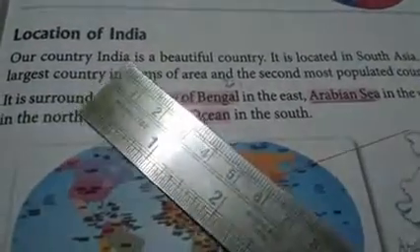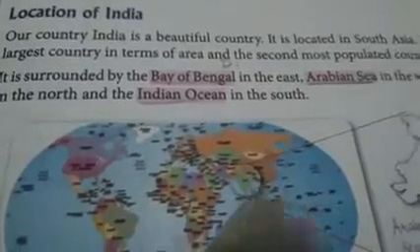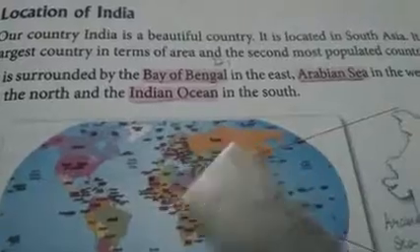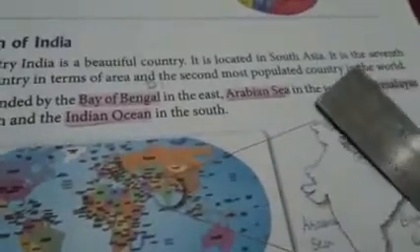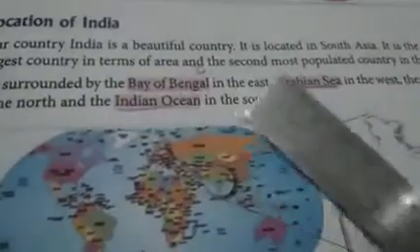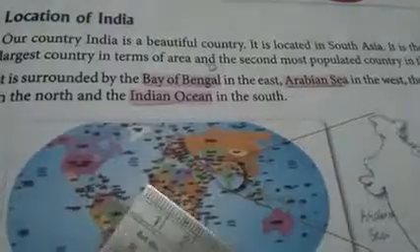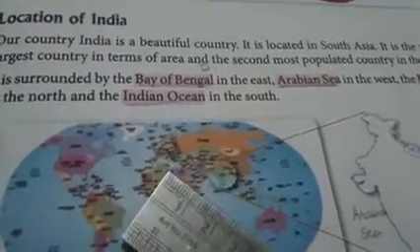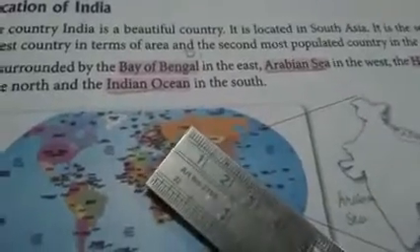Our country India is a beautiful country. It is located in South Asia. This is Asia. India is located in South Asia. It is the 7th largest country in terms of area and the second most populated country in the world.